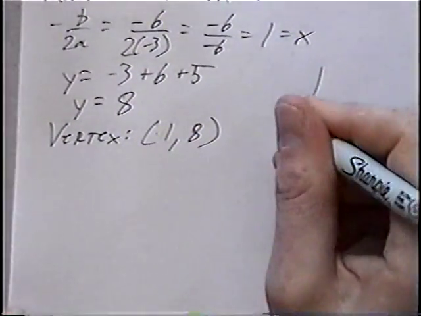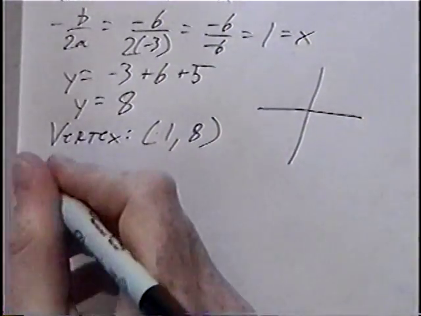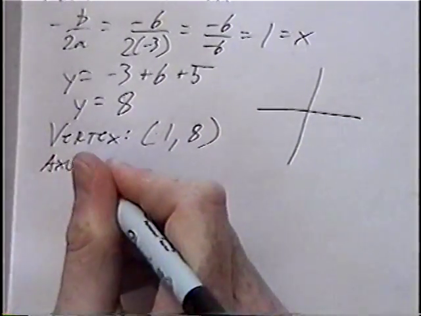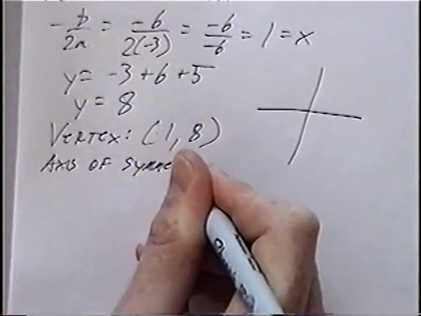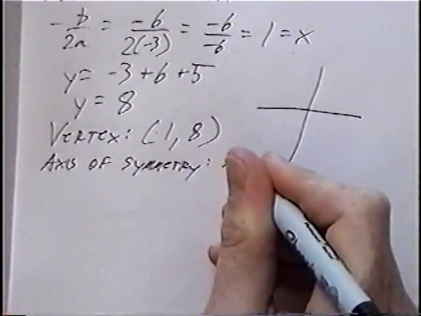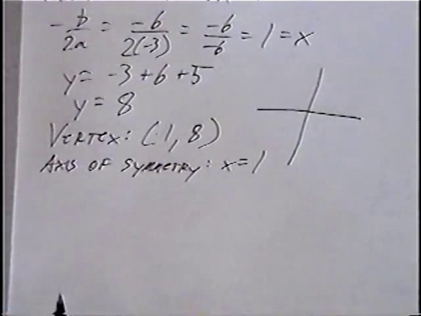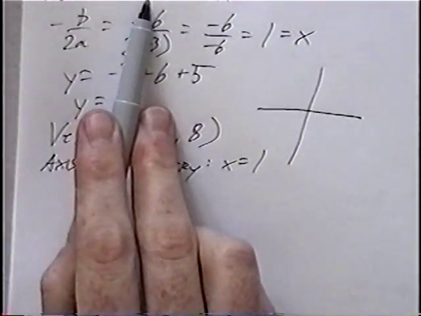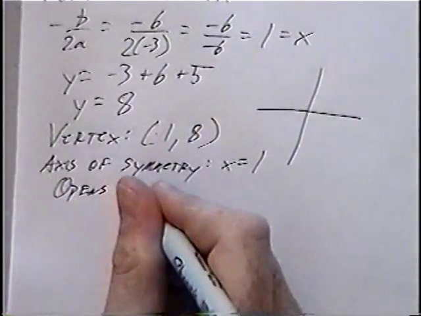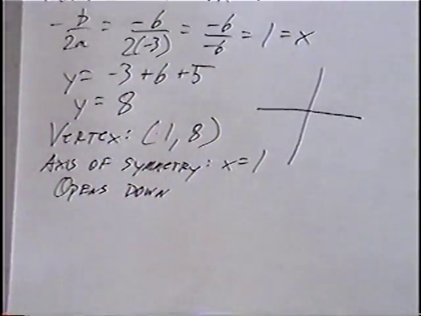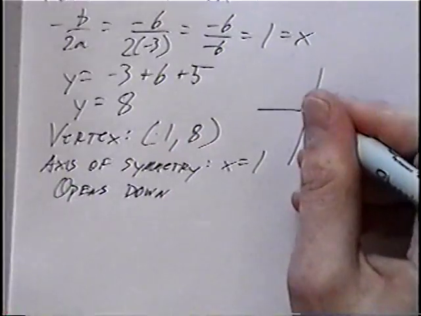Graphing. We can do our axis of symmetry, which is x equals 1, and the direction. Also before we graph, we have a negative 3x squared, so this graph opens down. Our vertex is 1, 8.